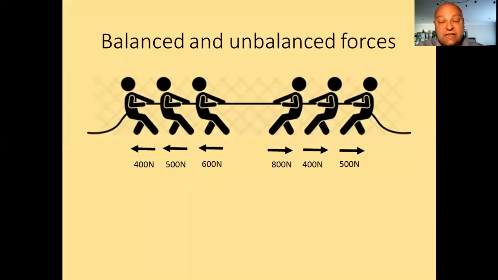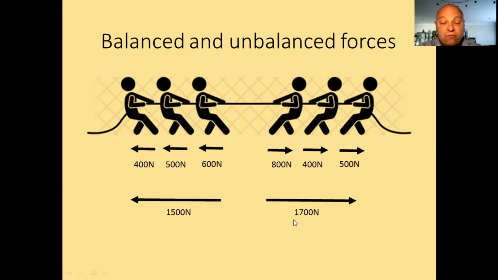Okay, let's see how we've got on. What should you have done? Well, you should have added all of these numbers here together. 400 plus 500 plus 600 means a total resultant force to the left of 1500 newtons. And here, you should have added these numbers together. 800 plus 400 plus 500, 1700 to the right. Resultant force of these here is 1700 newtons.